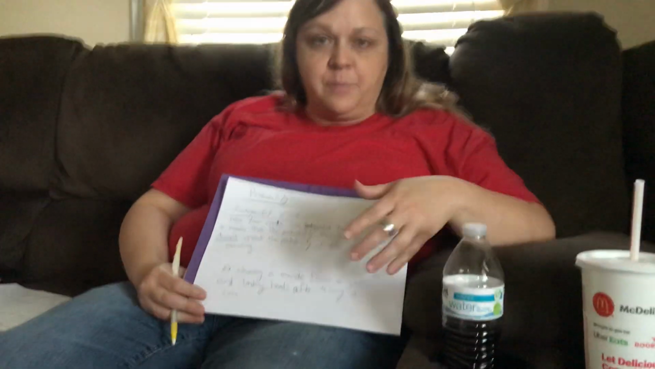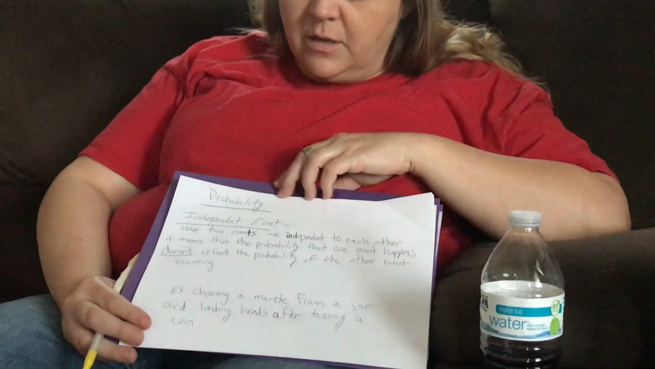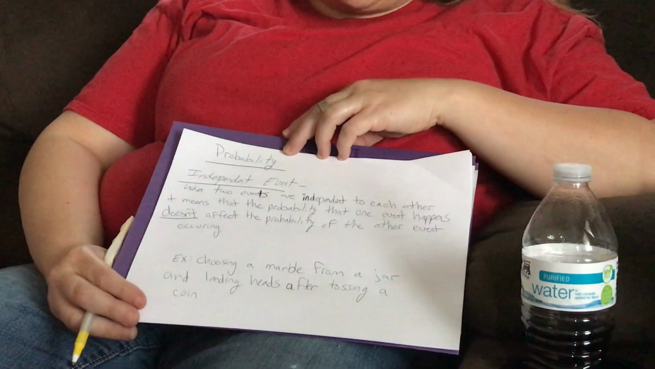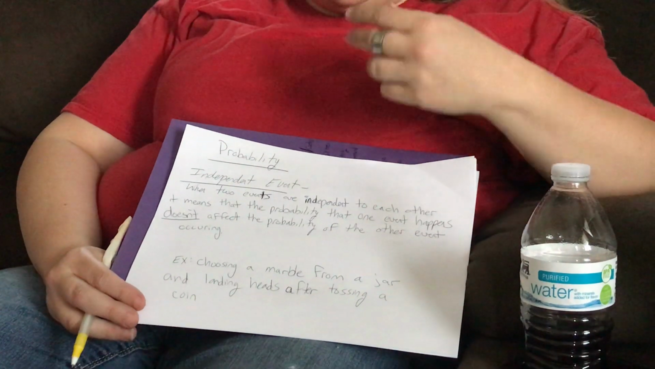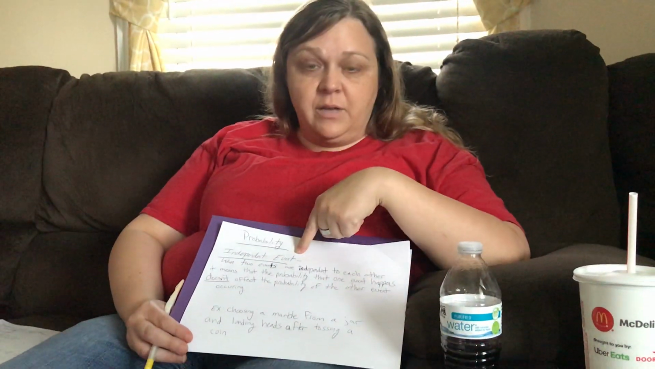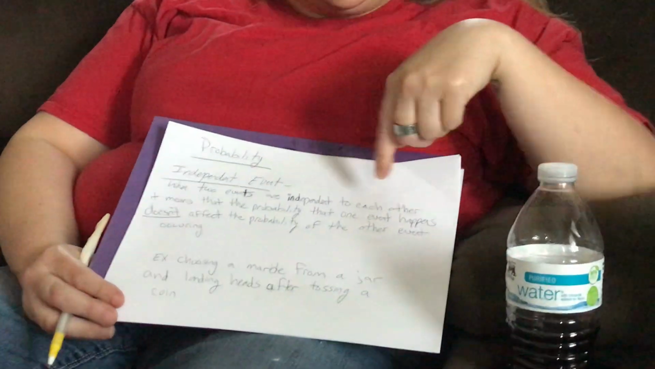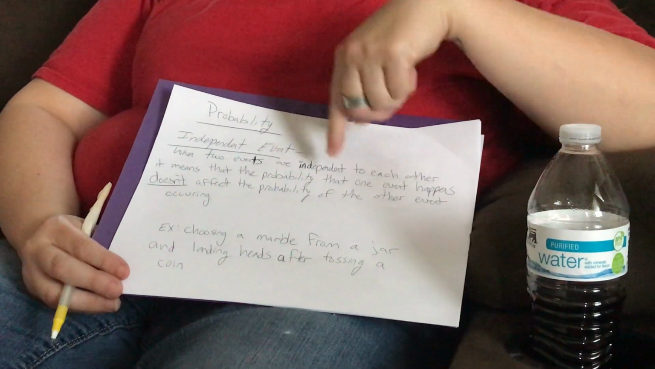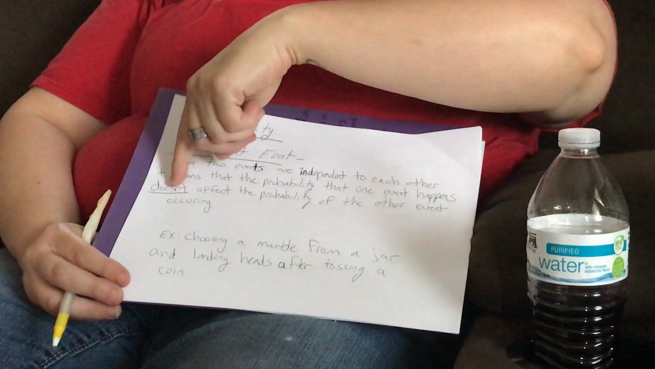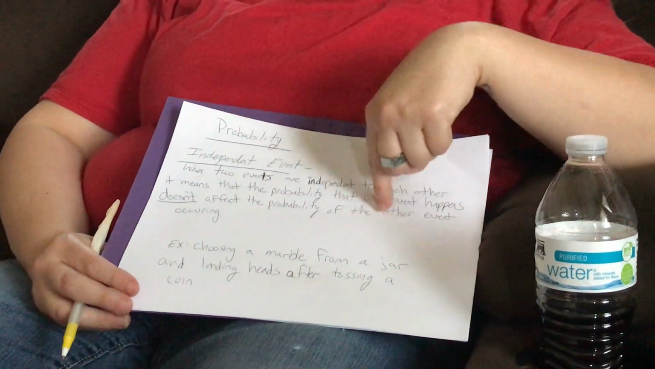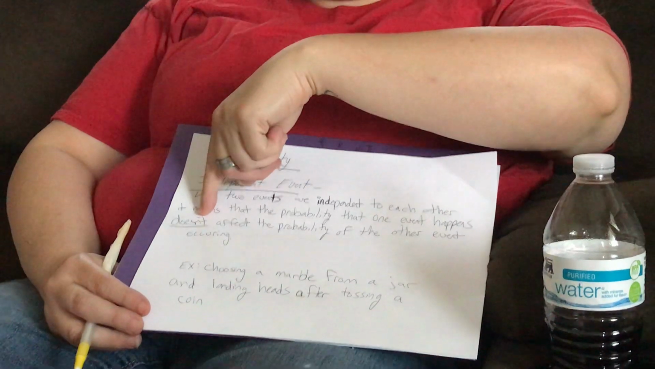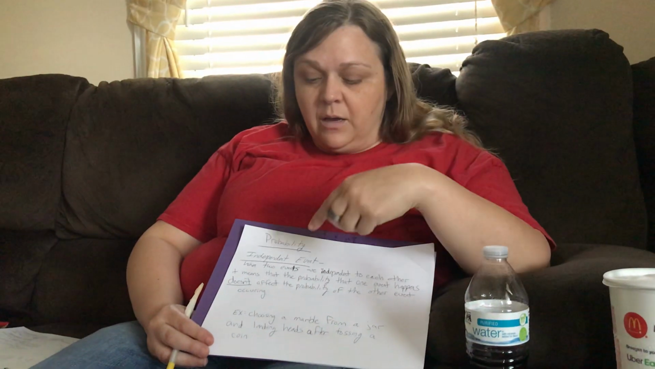Okay, take your pencil and paper out now. We're going to take some notes. Probability, of course, is the topic we're talking about. We're talking about events and probability. You have independent events, and I want you to write this down. When two events are independent of each other, it means that the probability that one event happens doesn't affect the probability of the other event happening. Underline that because it's very important.